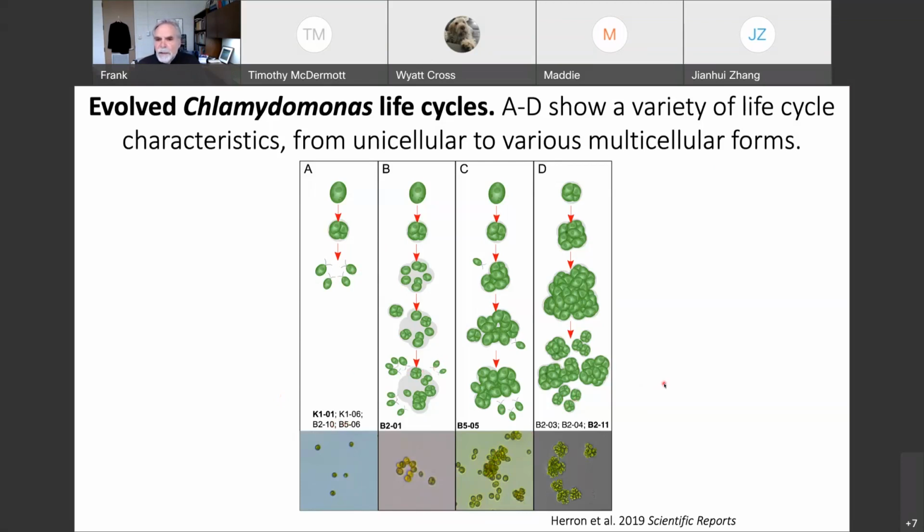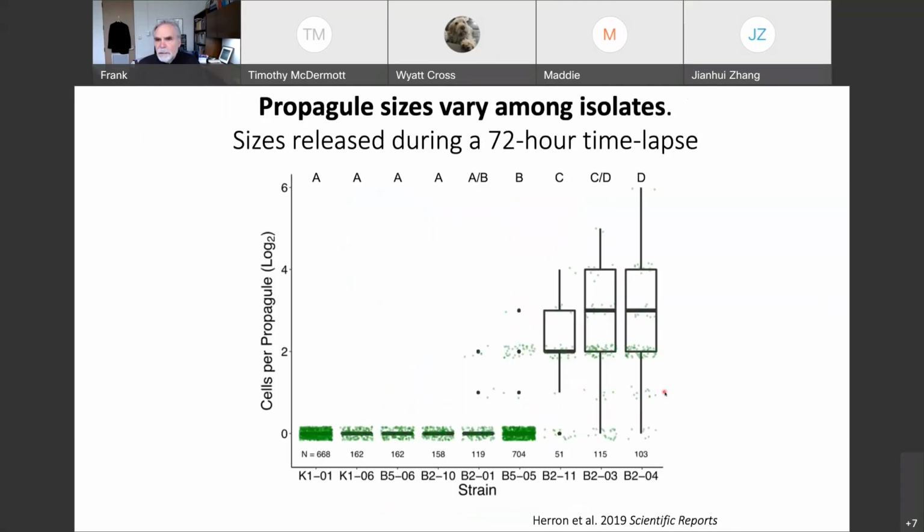But in all cases, what develops, whether it's from a single cell or from a characteristically sized fragment, the development is clonal, meaning that you, in fact, have a true multicellular life cycle. So just to reinforce this point, the propagule sizes vary amongst these isolates.